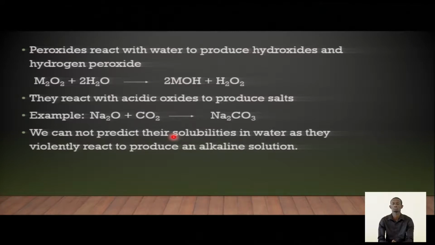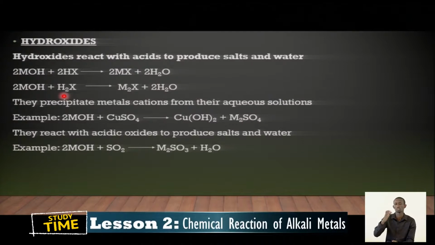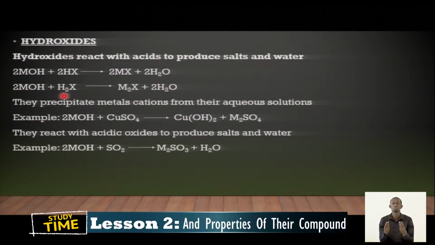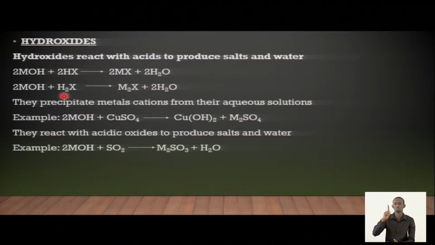And here it is very important to say that we cannot predict the solubility of these oxides. Why? Because they react with water. And the hydroxides, they are basic. We know the behaviors of basic hydroxides, or the hydroxides in general. They react with acids. They can precipitate metal cations. We will do all of this in a practical. It will be easier to understand. And the hydroxides can also react with acidic oxides.